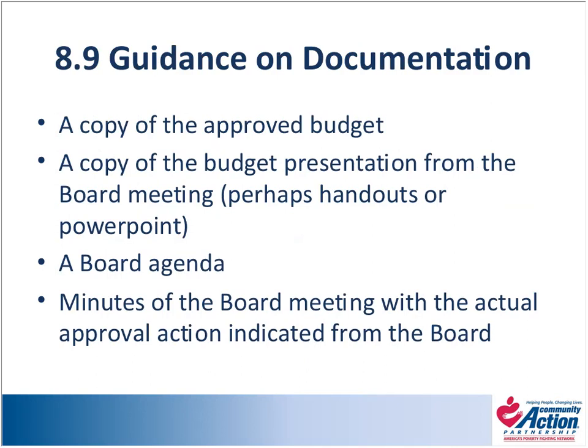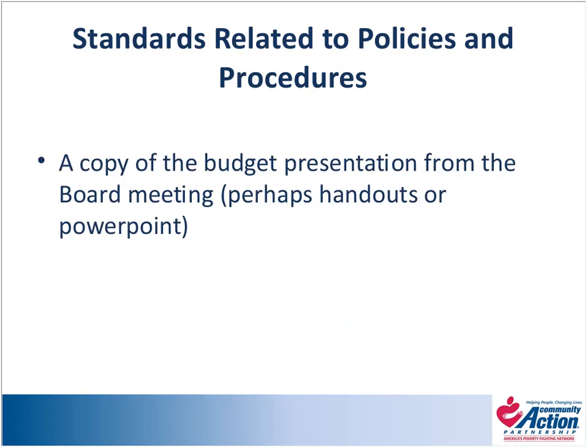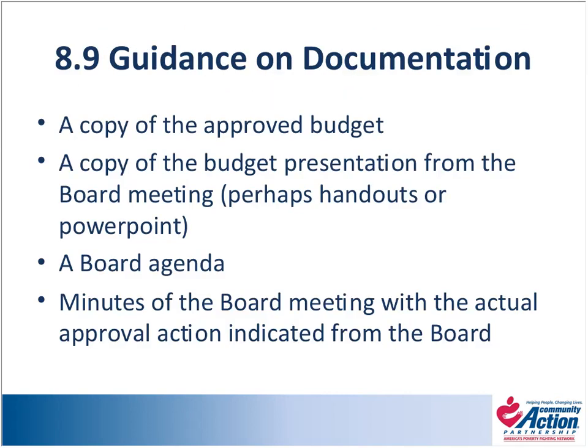On to guidance on documentation for 8.9, a copy of the approved budget and a copy of the budget presentation from the board meeting, perhaps handouts or a PowerPoint, or also simply a board agenda with minutes of the board meeting showing the approval action as indicated from the board. But again, this is something that requires that board action, and again, making sure that you have accurate and comprehensive board minutes in those cases.